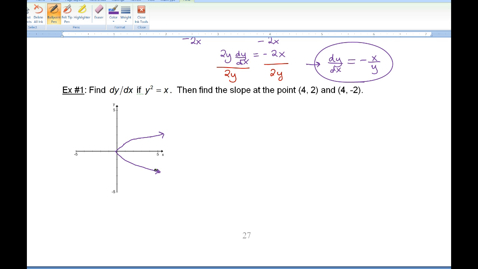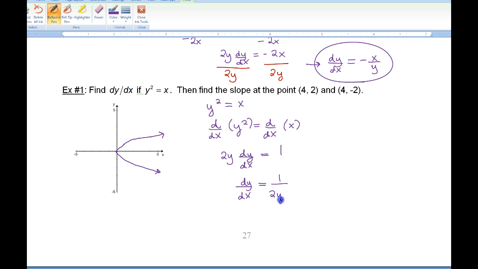Okay, so that looks like that. So find the slope at the point (4, 2) and (4, -2). So I want to take d/dx of both sides. On the left side, because it's y squared, it's going to be 2y dy/dx. What's the derivative on the right side? 1. So dy/dx is equal to 1 over 2y.